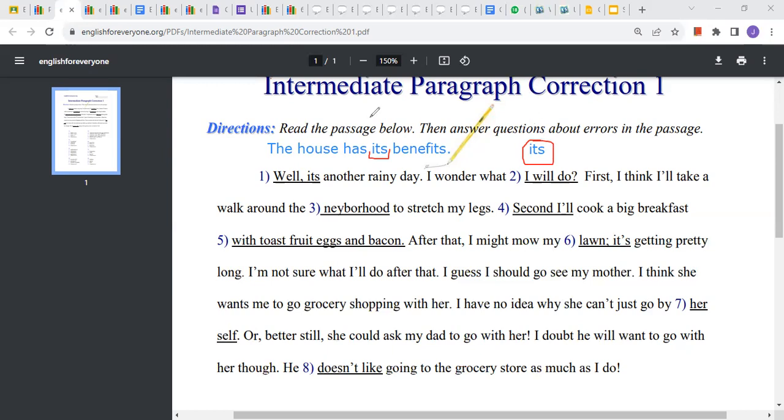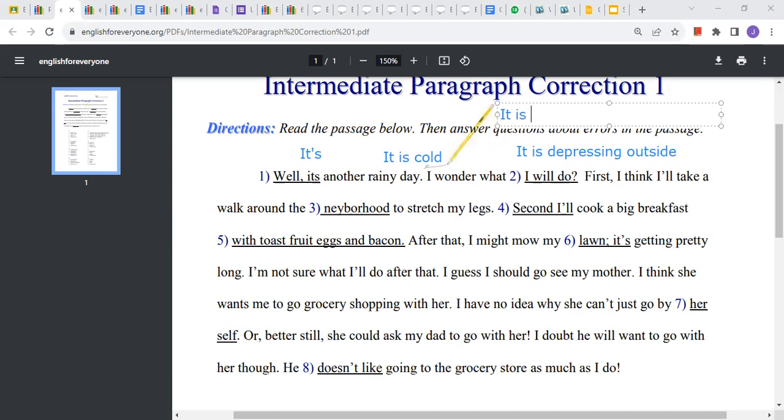And we have it is, which is with the apostrophe. This is used when I want to describe something. For example, it is cold, or it is depressing outside, or for me, it's not depressing, it is really nice outside. This is my favorite weather. Here I'm describing. Is it clear, or did I confuse you more? Clear? Okay, good.